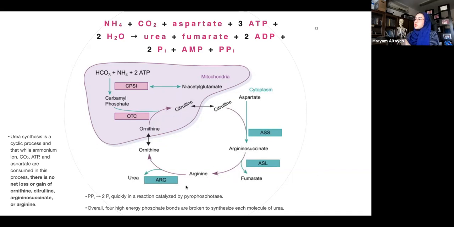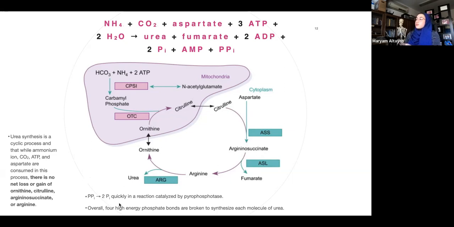Now, we get arginine, and we're going to just break it down one last time. Okay, breaking down arginine into urea and into ornithine. Okay, and again, ornithine is going to start the whole process back up again, and that's why it's called a cycle. So in general, there's no net gain or net loss of ornithine, citrulline, argininosuccinate, or arginine, because they keep turning into each other. So they keep cycling back.